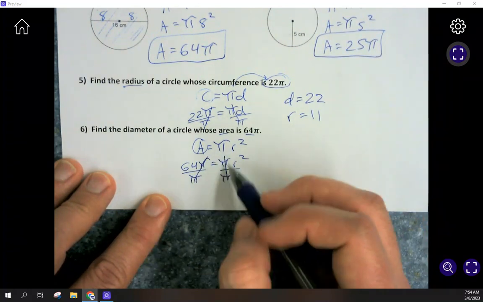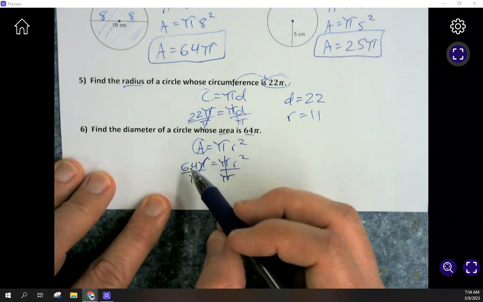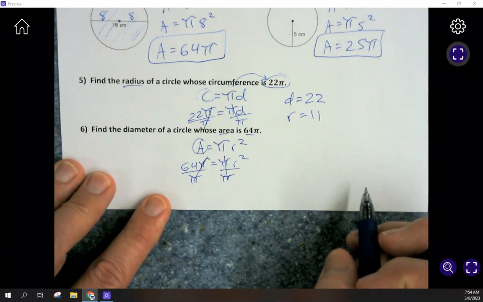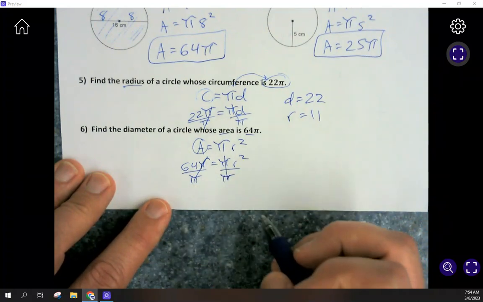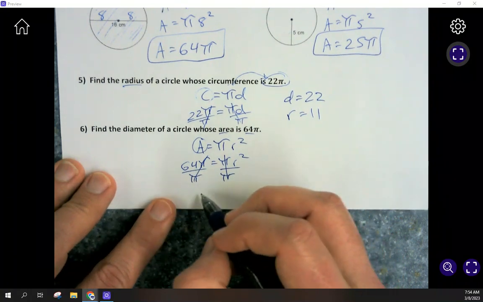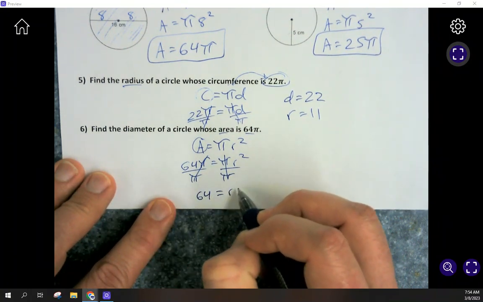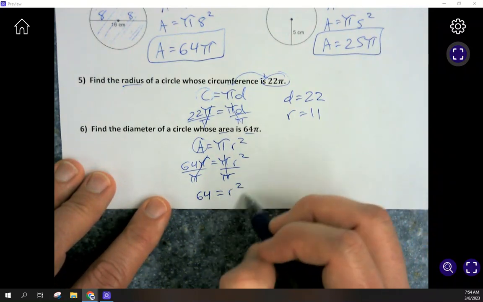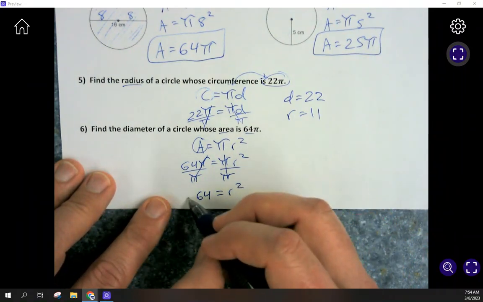Again, that's why we like to leave this. If we were to go ahead and multiply 64 times pi and get the decimal, now this algebraically doesn't work out so nice. So leaving pi in it so that we can clear it out makes things much, much easier. Okay, so 64 is left over equals r squared. Be careful, that's not the radius, that's the radius squared. So some number times itself is 64.